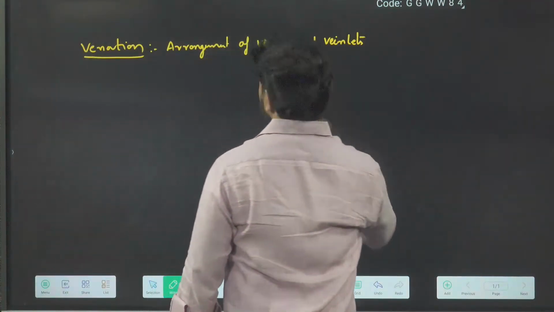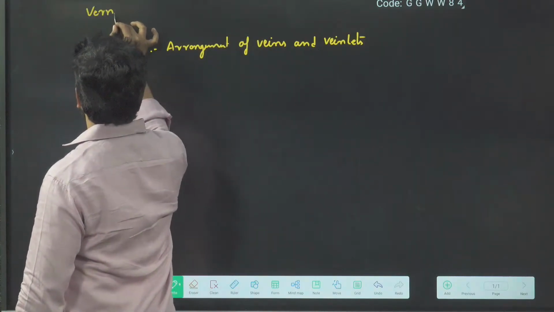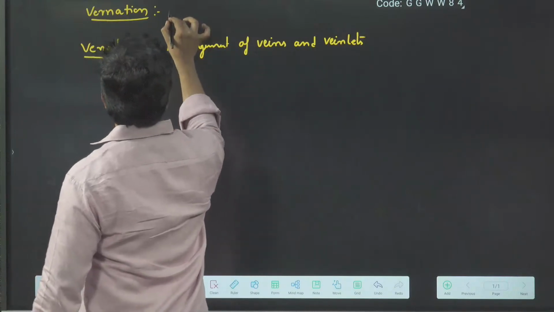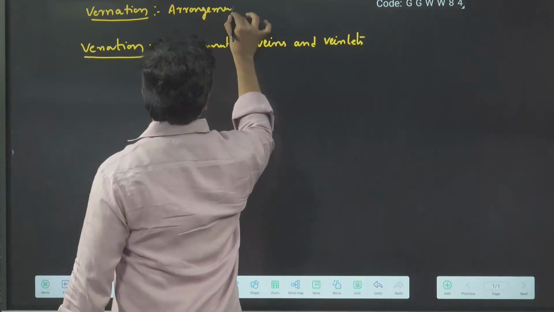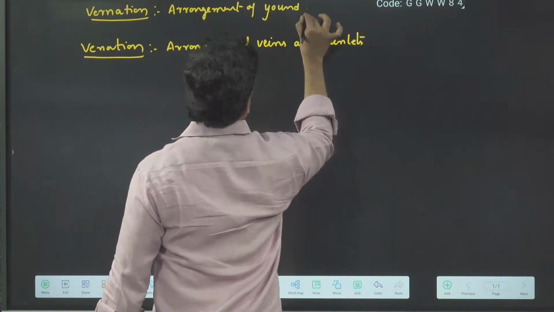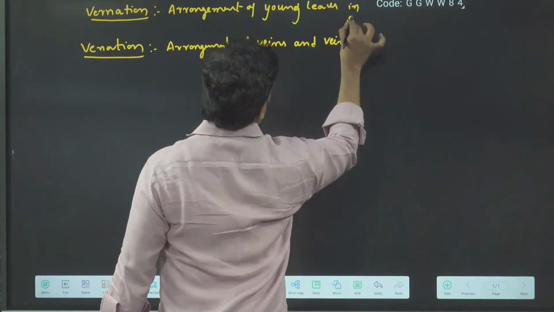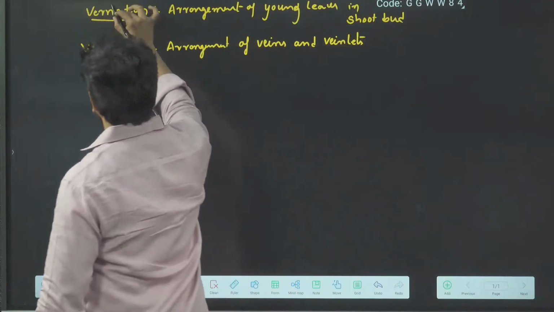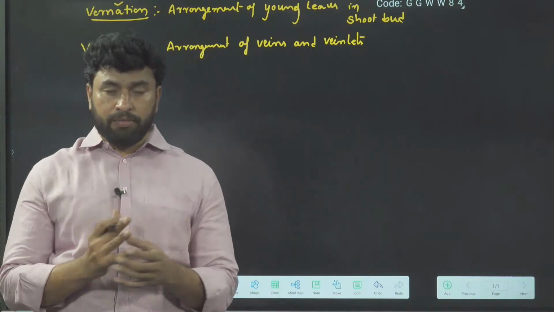There is another term in biology, especially in morphology: vernation. Vernation is the arrangement of young leaves in the shoot tip or shoot bud. We will call it vernation. Be very careful. Vernation and venation are two different terms.